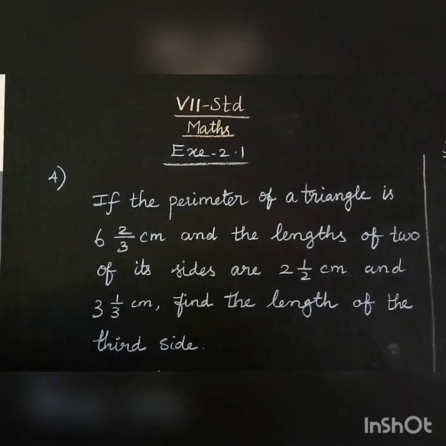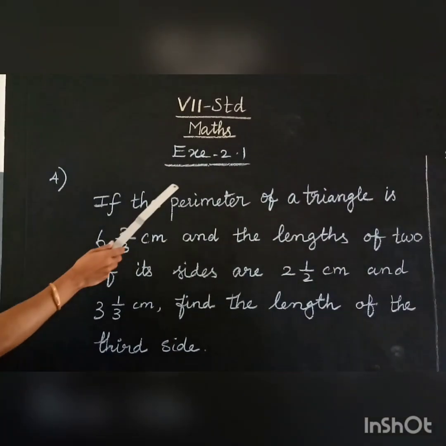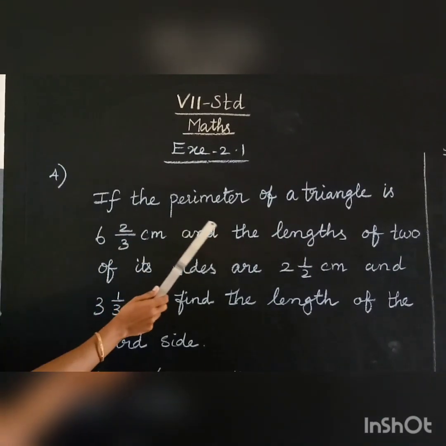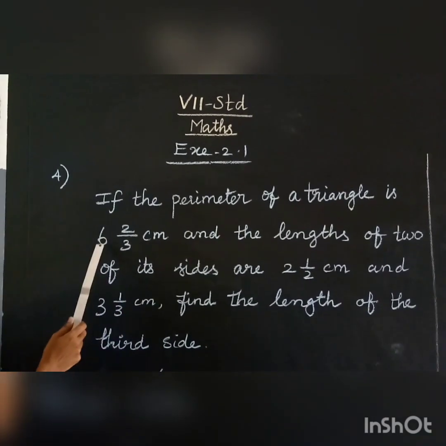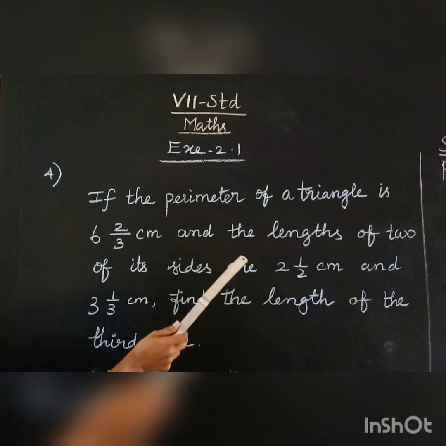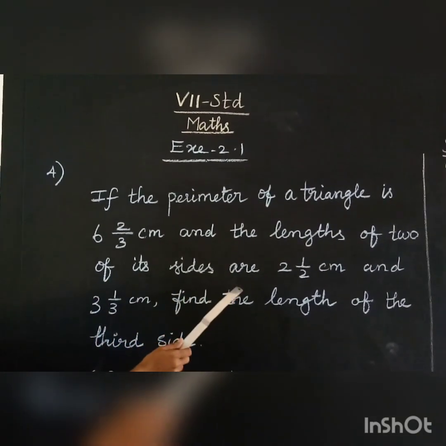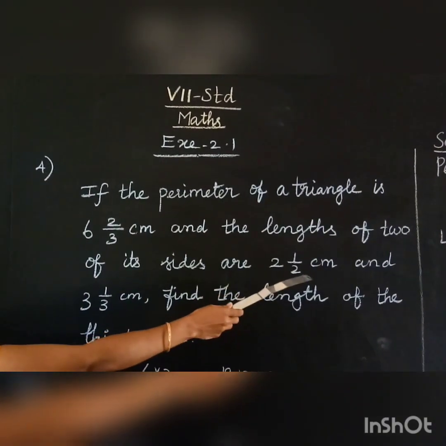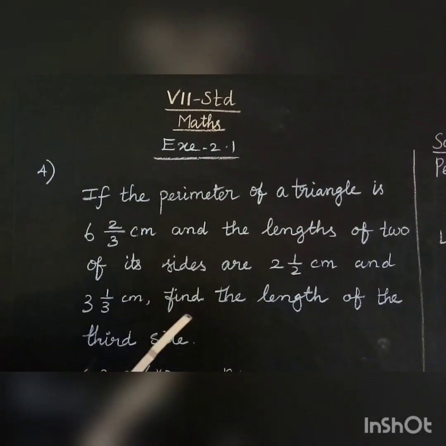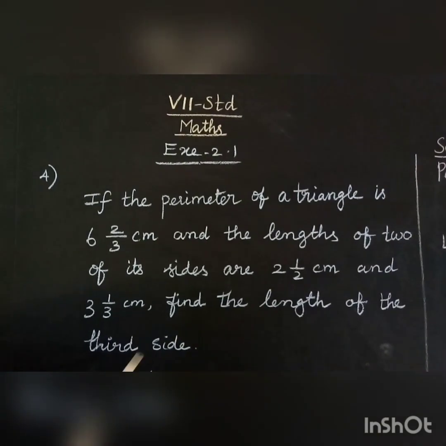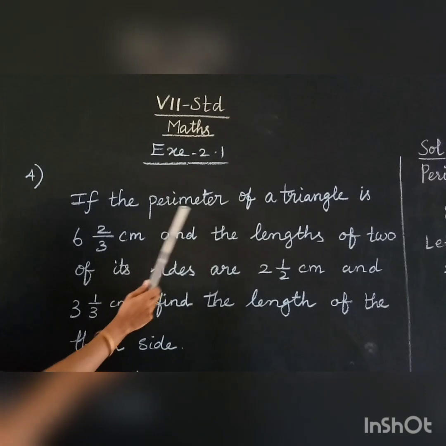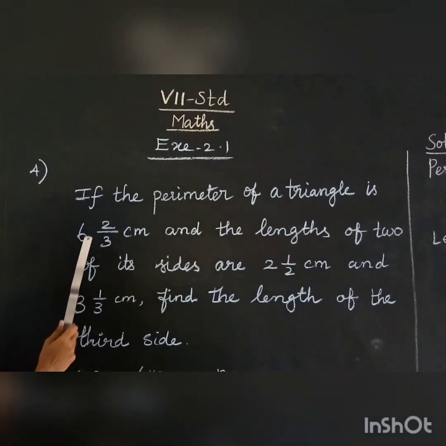Dear students, today we are going to see Exercise 2.1, fourth sum. If the perimeter of a triangle is 6 2/3 centimeter and the lengths of two of its sides are 2 1/2 centimeter and 3 1/3 centimeter, find the length of the third side. That is your question. So given is the perimeter of the triangle is 6 2/3.